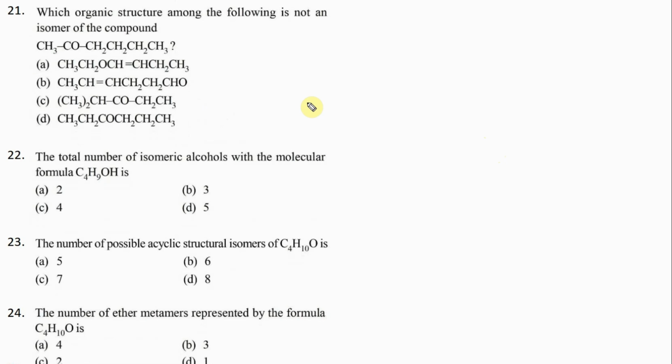Which organic structure among the following is not an isomer of the compound? Take the compound. Right away what do you see? C double bond O. Double bond equivalent is 1. Now not an isomer. I need to figure out not an isomer. What is the double bond equivalent in this one? 1. What is the double bond equivalent here? There is a double bond here, C double bond O. So this is not an isomer. That's your option. See, double bond equivalent is 1, double bond equivalent is 1. So this is how fast you can get the answer. Training, that's what you have to do.